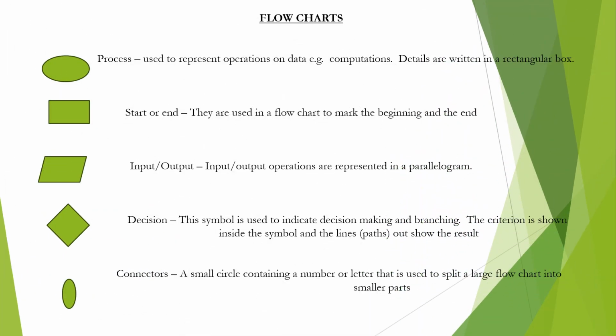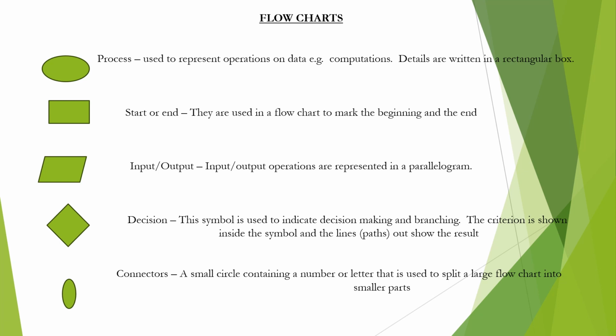Now the next one, we're going to look at flowcharts. When using flowcharts, we have different shapes that depict different reasons for using a certain shape. The first shape is an oval. An oval identifies the process. This is the process used to represent the operations and computation. The second one, we have a rectangle, which identifies the start and the end of the program.